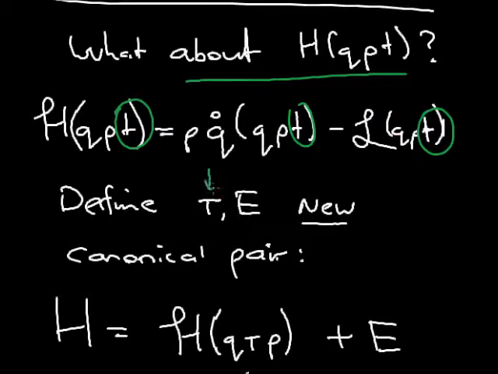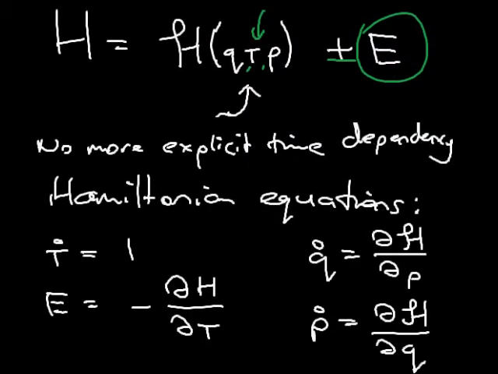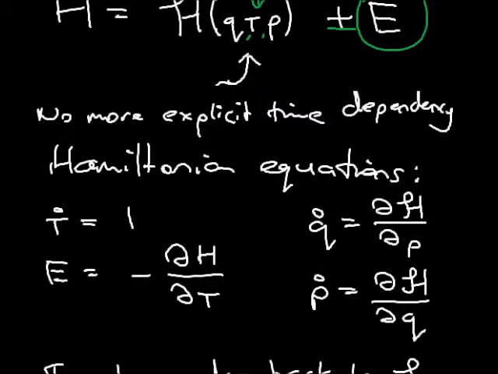Suppose I define a new coordinate, tau, and its conjugate momentum, which is E. So I'm going to replace t with tau everywhere I see it, and define a new system where big H equals our old Hamiltonian minus E, where E is a momentum coordinate. What are the Hamiltonian equations of motion? Well, q dot is dH/dp, and p dot is negative dH/dq, except these functions now depend on tau, our new system coordinate, instead of time.